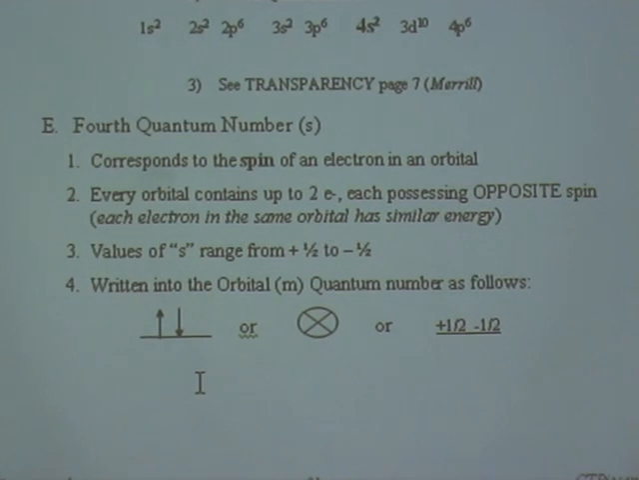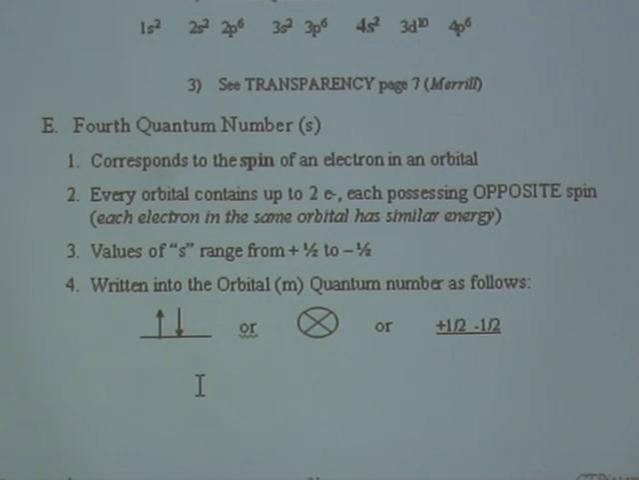The fourth quantum number is designated with an S, and it corresponds to the spin of an electron in an orbital. Every orbital can contain up to 2 electrons, each possessing opposite spin. It makes sense because electrons repel each other. So it's kind of like the thumbs up, thumbs down rule that I've used before. They're opposite spin. Each electron in the same orbital has similar energy. That's called a degenerate electron.